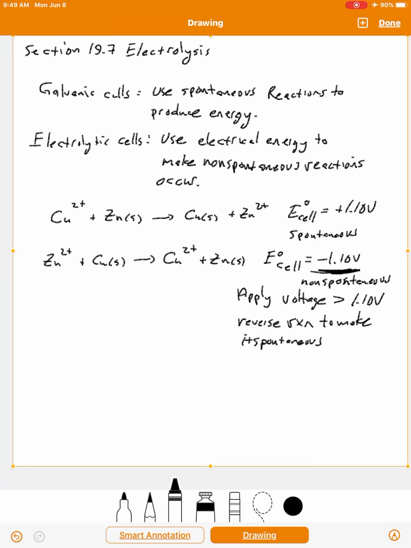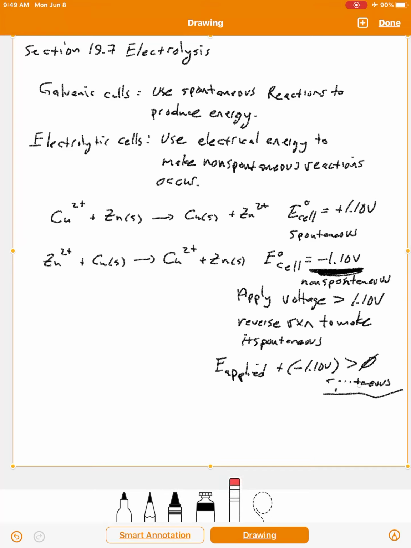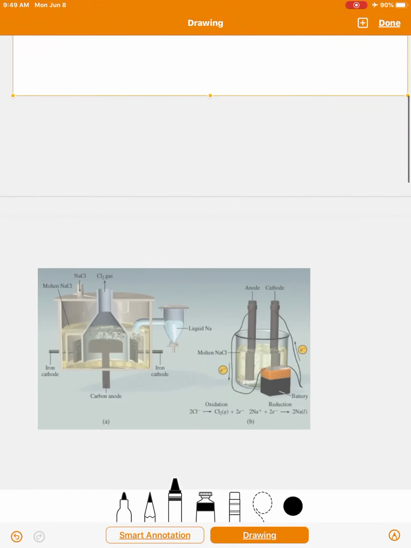All we've got to do is apply a potential that's greater than this negative 1.10. So if I apply a voltage which is greater than 1.10, that together would be greater than 0, and then it would be spontaneous, right? That reaction, I shouldn't say it would be spontaneous, but the reaction would occur. Okay, so that's the idea. And so I'm going to show you one example. I'll show you a couple of examples.